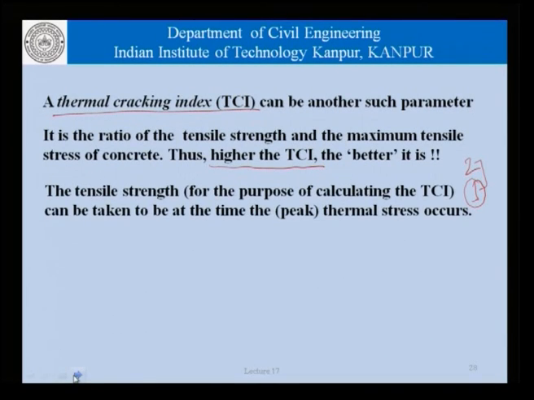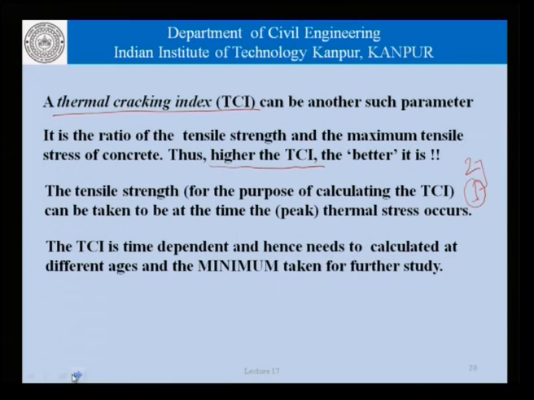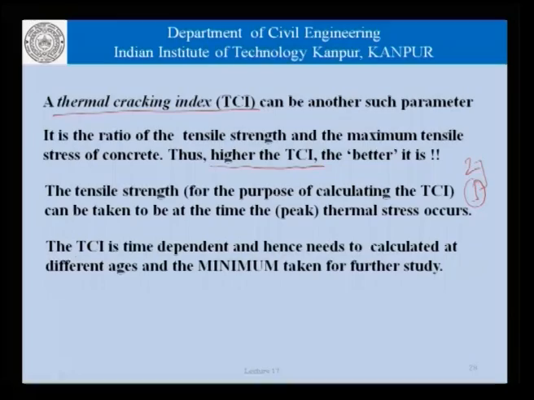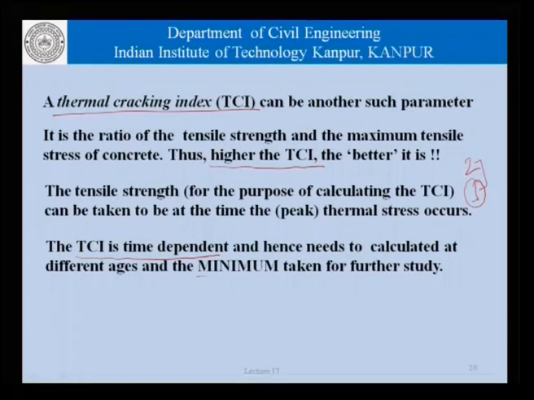Now, the tensile strength for the purpose of calculating the TCI can be taken to be at the time of the peak thermal stress. It cannot be a constant, and as I have said, the TCI will now be time dependent, because both the tensile strength as well as the tensile stress keep changing with time, because the temperatures change with time, the tensile strength changes with time, and therefore, the TCI is time dependent. And what we need to do is to take the minimum TCI and see whether our concrete meets the criteria that we have set for it or not.